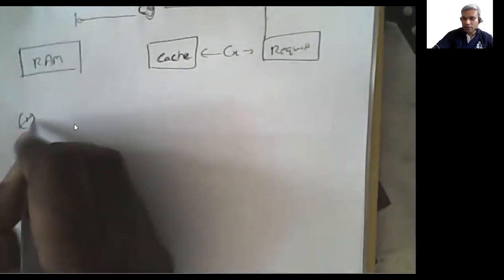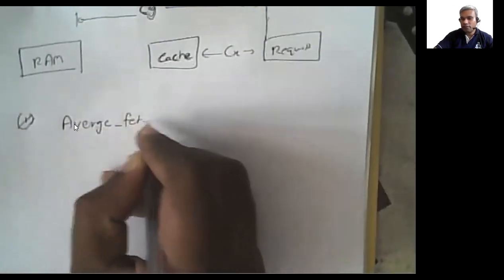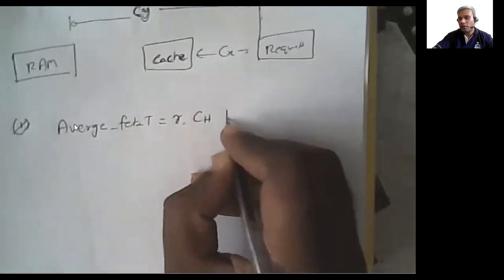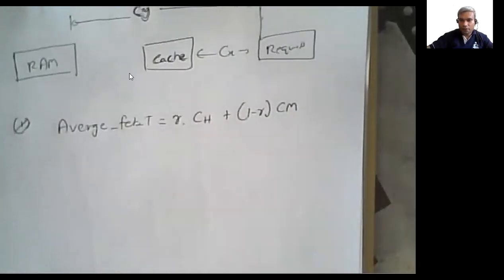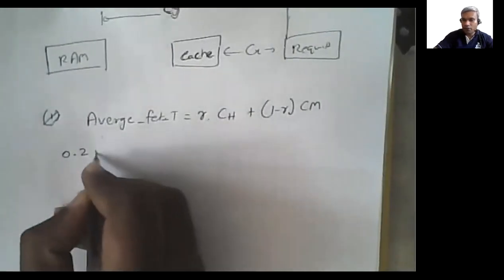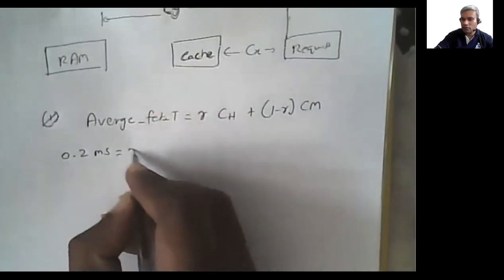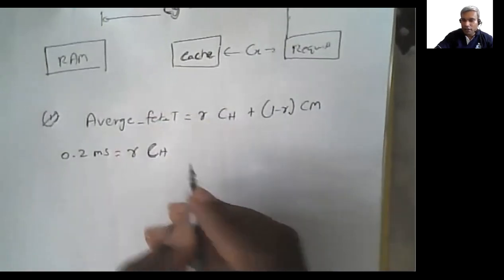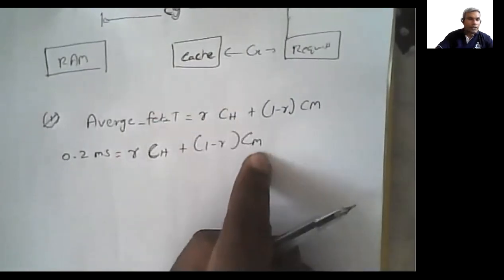Now, the average time is given. So let's look at the equation. So average fetch time is given by R into CH plus 1 minus R into CM. So what do we know from this particular set of data? We know the average fetch time. Average fetch time is said to be 0.2 milliseconds. R, we don't have it directly in the question. CH, again, it's not given, plus 1 minus R, CM. Is the CM given in the question?